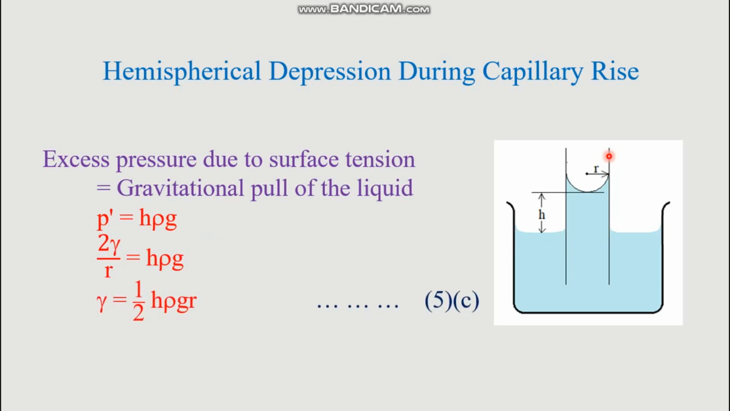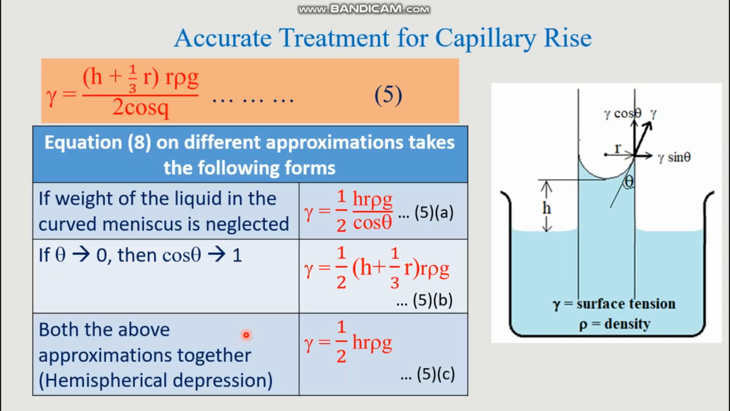Therefore the value of gamma must be half h rho g into r. Now this is not equation number 8. Actually we have already derived this equation. Where? Look at this slide. This slide was used in the previous lecture where we have made an accurate treatment for capillary rise. This was the exact equation.